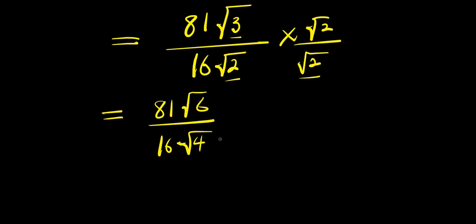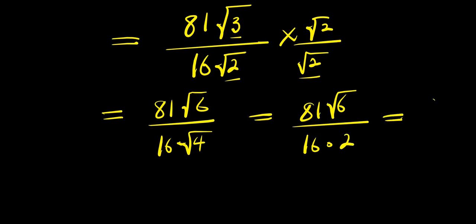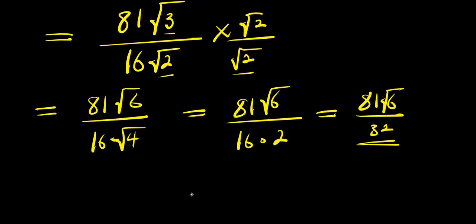So from here, we simply have it as 81 times square root of 6 divided by 16 times square root of 4, that is 2. And this equals 81 times square root of 6 divided by, this is 32. Now this is our answer. And in fact, this is one way of solving this.